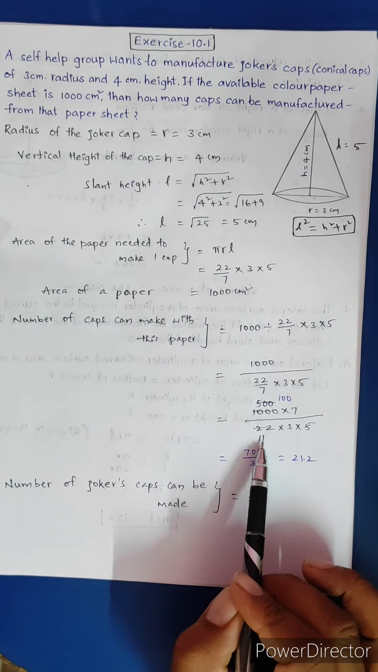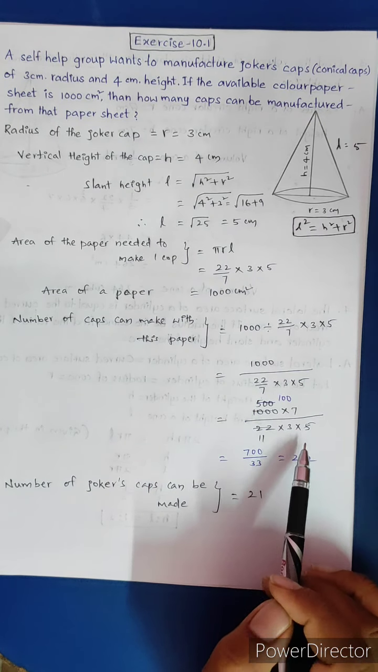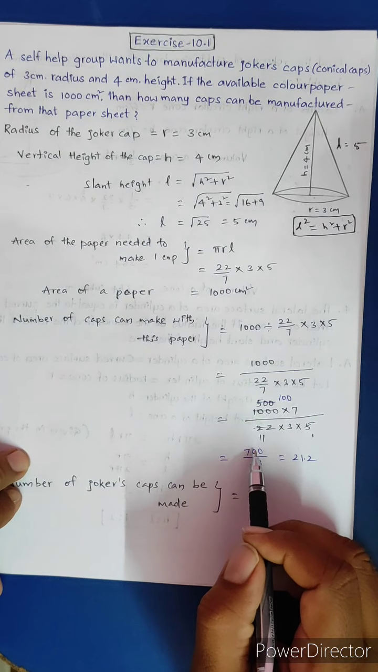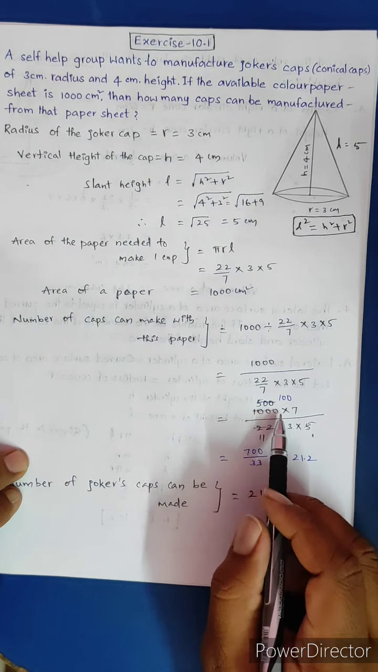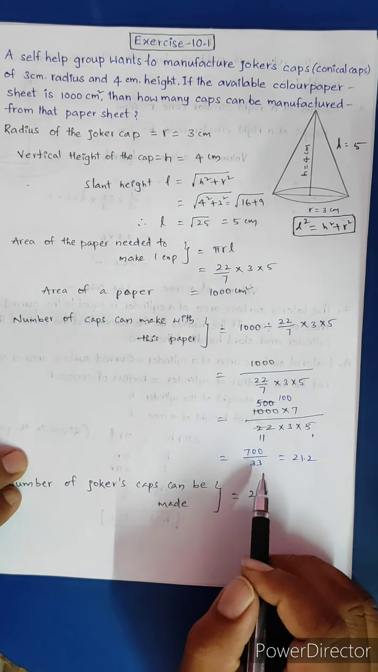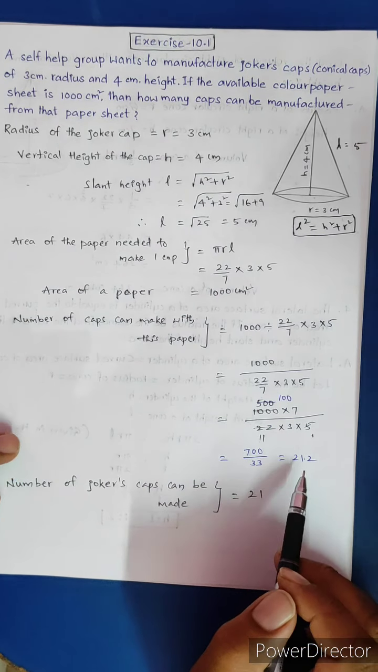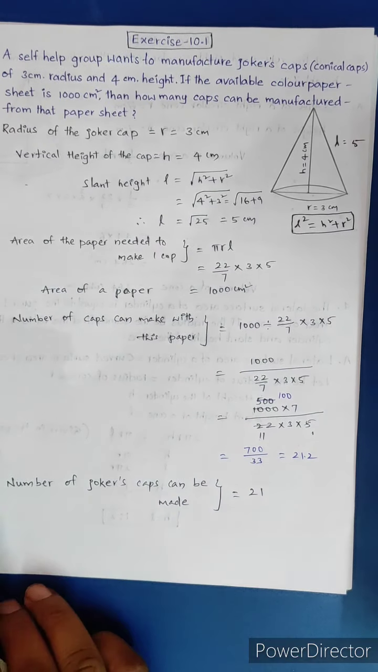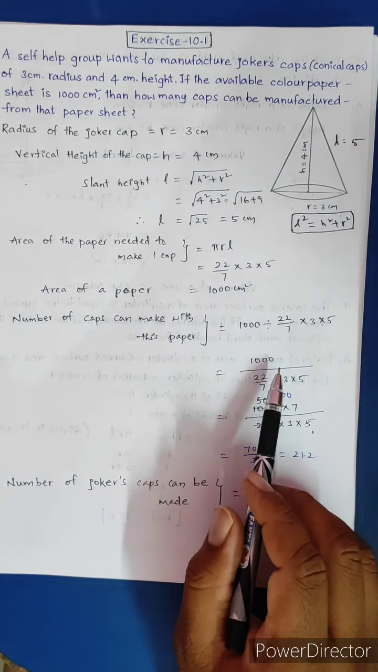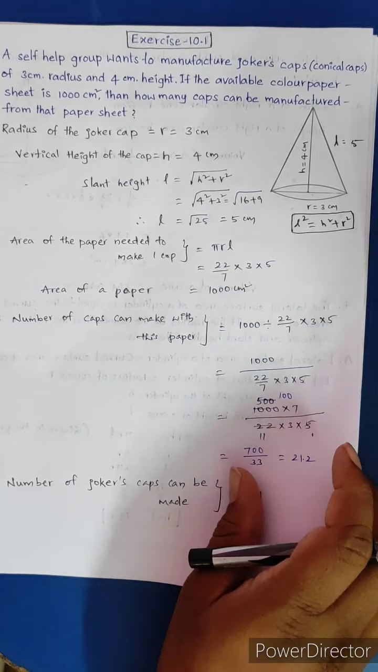Now 2 1s are 2, 2 1s are 2, 2 5s are 10, double zeros. 5 1s are 5, 5 1s are 5, 0 0. 100 into 7, 700 by the remaining 11 3s are 33. After dividing 700 by 33, we get 21.2. The number of Joker caps that can be made using this 1000 centimeter square paper is 21 caps.